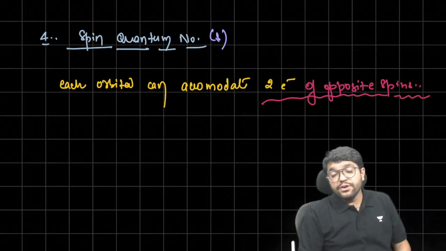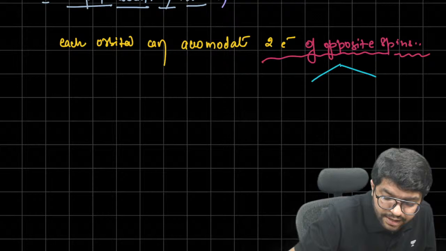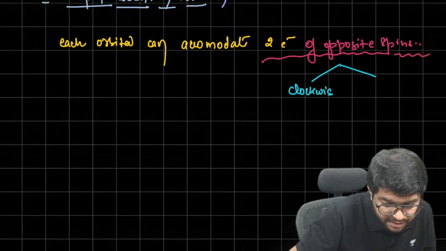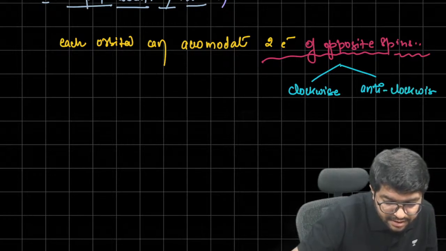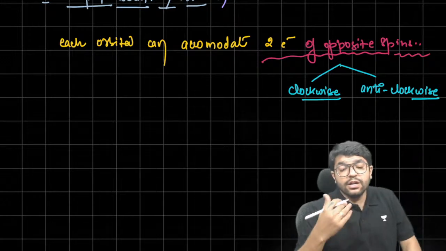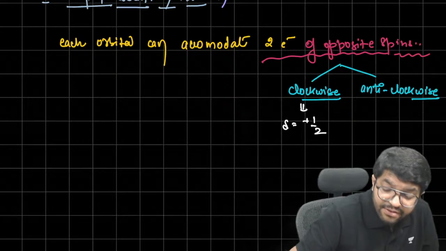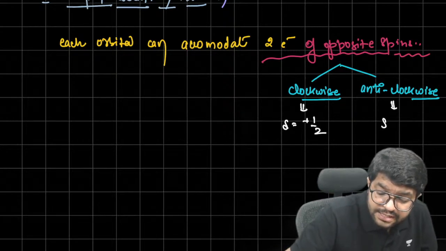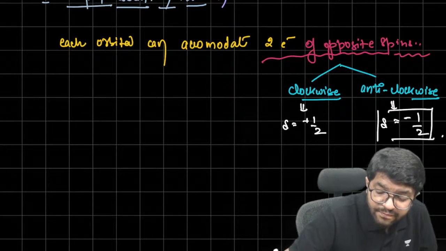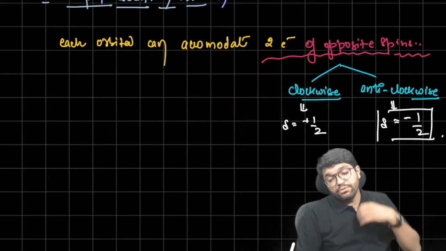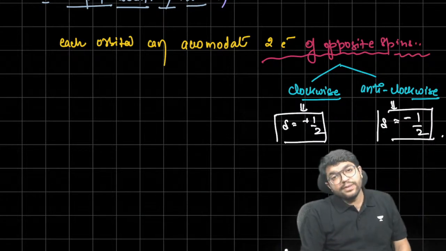Two electrons of opposite spins means by default we say one is clockwise and the other one is anti-clockwise. To represent clockwise rotation, we say spin value is plus half. Anti-clockwise, we say spin is equal to minus 1 by 2. So if it is clockwise, we say plus 1 by 2; if it's anti-clockwise, we say minus 1 by 2.